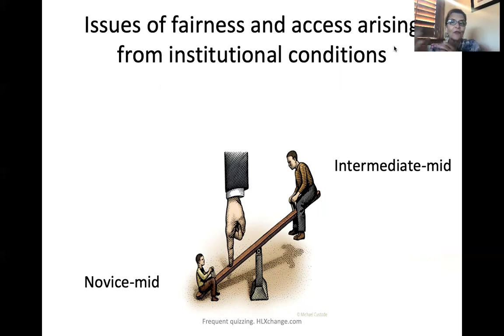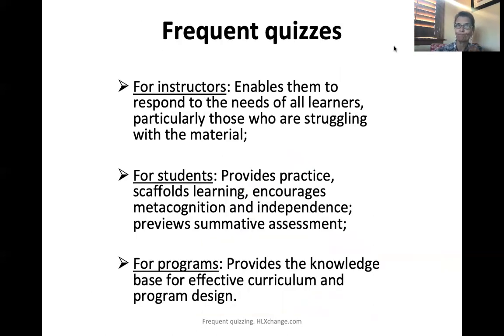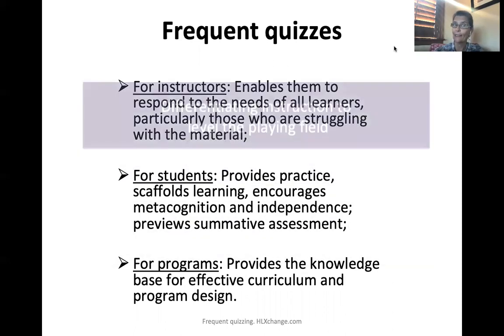On the other hand, at the other extreme, students who start out at the intermediate mid-level, the highest level of student proficiency for the class, already start out class with a big advantage over other students and can probably very easily get an A in this class. So how do you level the playing field? Well, for this, frequent quizzes can help a lot.